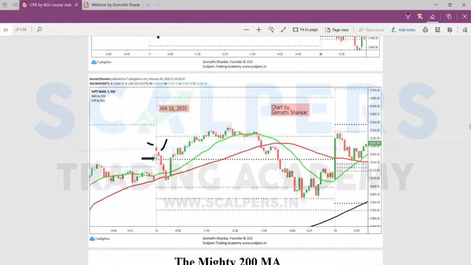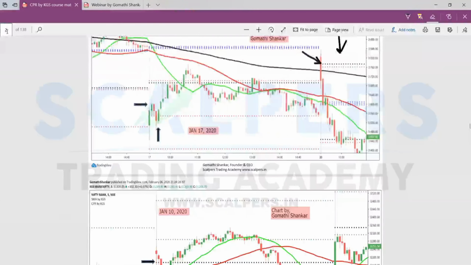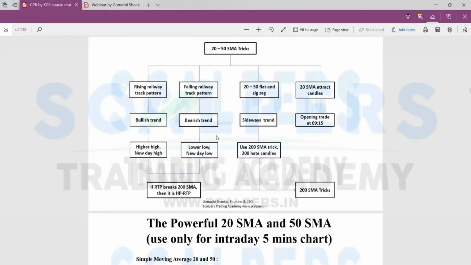This is also another beautiful day. See, the first candle itself is red, the second candle is also red. There is a gap up opening. Immediately go for a short, and 20 SMA will be the target. So these are the true and real character of 20 SMA and 50 SMA.